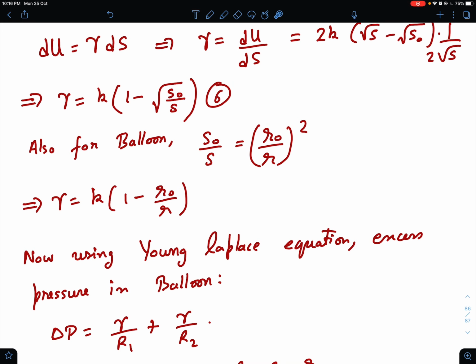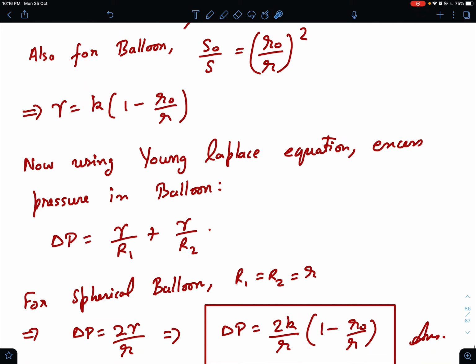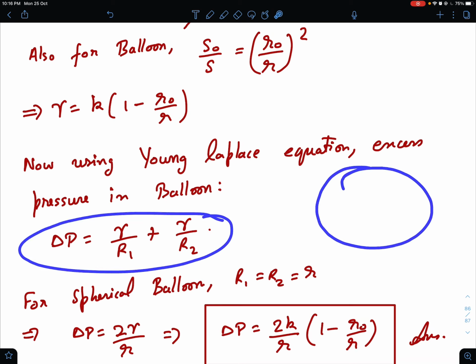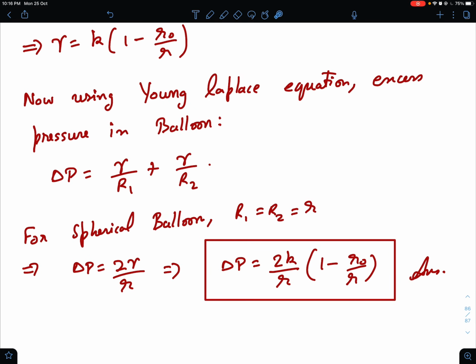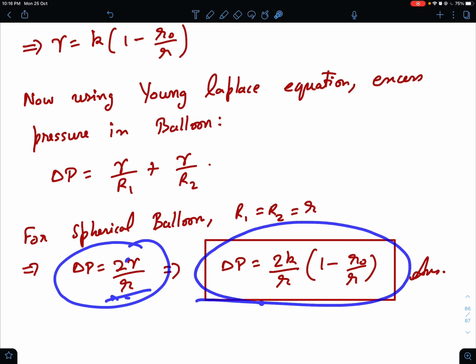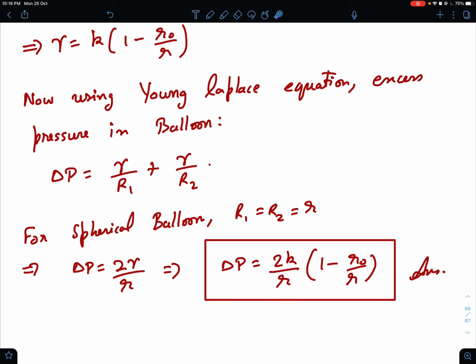Now it's simple. Now I can use the Young Laplace equation for excess pressure. So excess pressure is gamma by R1 plus gamma by R2. I'm sure all of you have studied Young Laplace equation. If you haven't, please let me know in the comment box. I'll do a video on Young Laplace equation also. So now if I have a spherical balloon, then this radius of curvature is also R, and this radius of curvature is also R. So for spherical balloon, every radius of curvature is R. So excess pressure is simply, now let us say for spherical balloon, R1 is equal to R2 is equal to small r. So what is the excess pressure? That is 2 gamma by R, and this is what we have for the answer, okay.